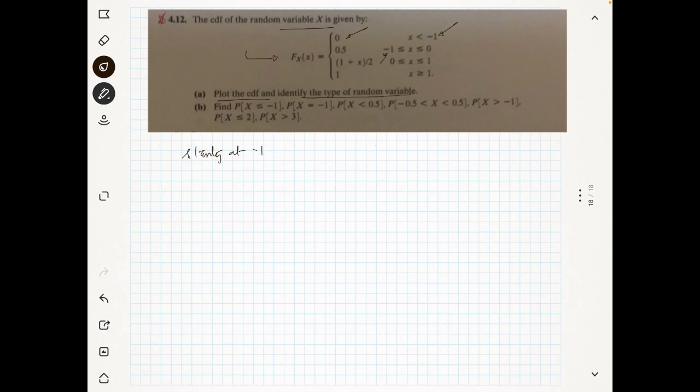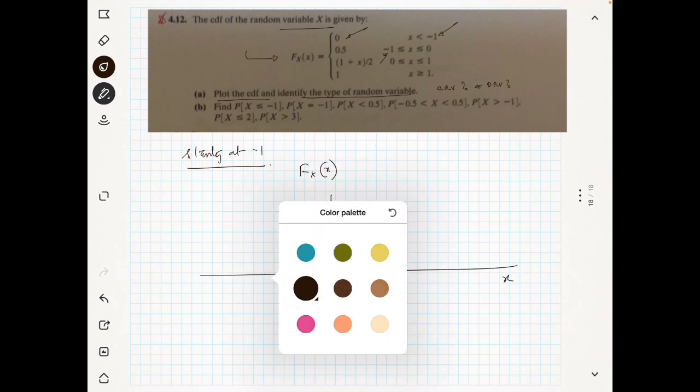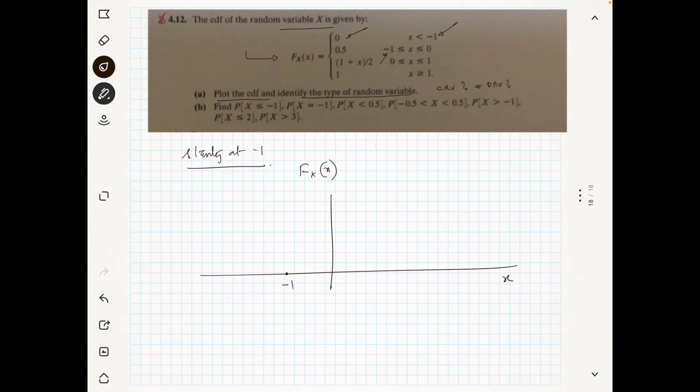We have to find whether it is a continuous random variable or a discrete random variable. Okay, we will see it. So it's starting at minus 1. So Fx of x, we will plot it. This is your x, and this is minus 1. Before minus 1 the value was 0, and this is 0 and this is minus 1. Between minus 1 and 0 it was a constant. You can see here it is a constant like this.